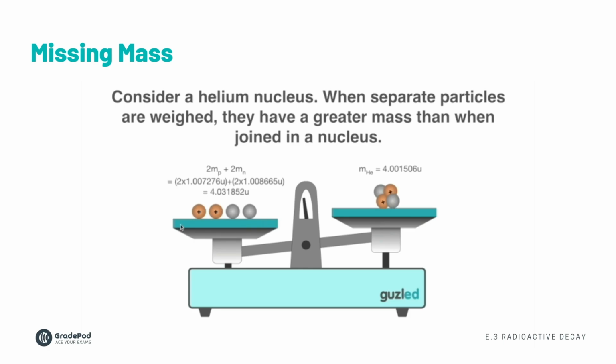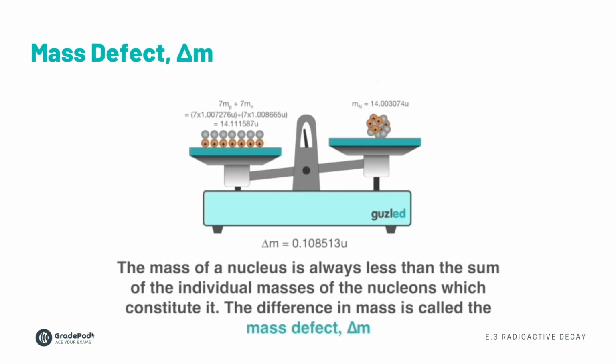it's always the case that the separate components weigh more than the bound nucleus, which doesn't make sense because ultimately we've got 2 protons, 2 neutrons, 2 protons, 2 neutrons, so it should be the same. Something's wrong. Something is missing. There's a mass defect.